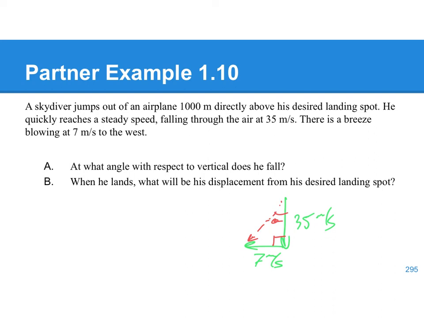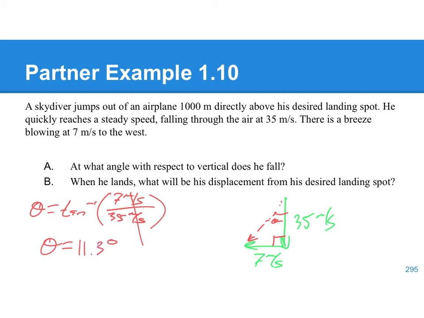The first thing is we're going to use, to find the angle, opposite and adjacent. So theta is the tan inverse of 7 meters per second over 35 meters per second. And again, my meters per second cancel out, as I mentioned earlier. So I have the tan inverse of 7 over 35. I get theta as being 11.3 degrees. Okay, so that's 11.3 degrees.